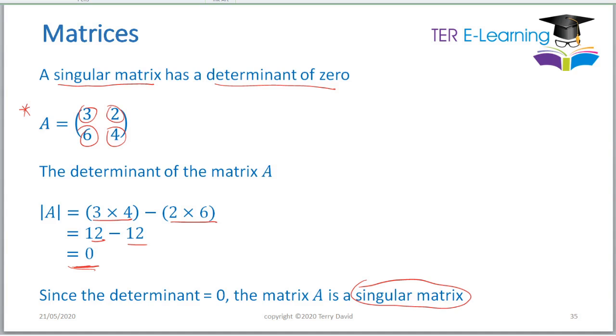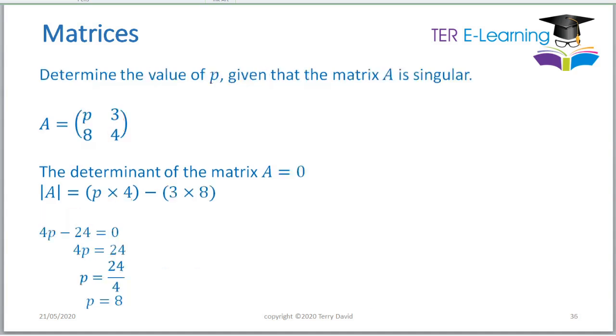So that is what a singular matrix is. Once the determinant is equal to 0, the matrix is considered a singular matrix. Now, how does CSEC bring a question when it comes to a singular matrix? Look at this question here. We want to determine the value of P given that the matrix A is singular. So this is my matrix. The matrix is P, 3, 8, 4.